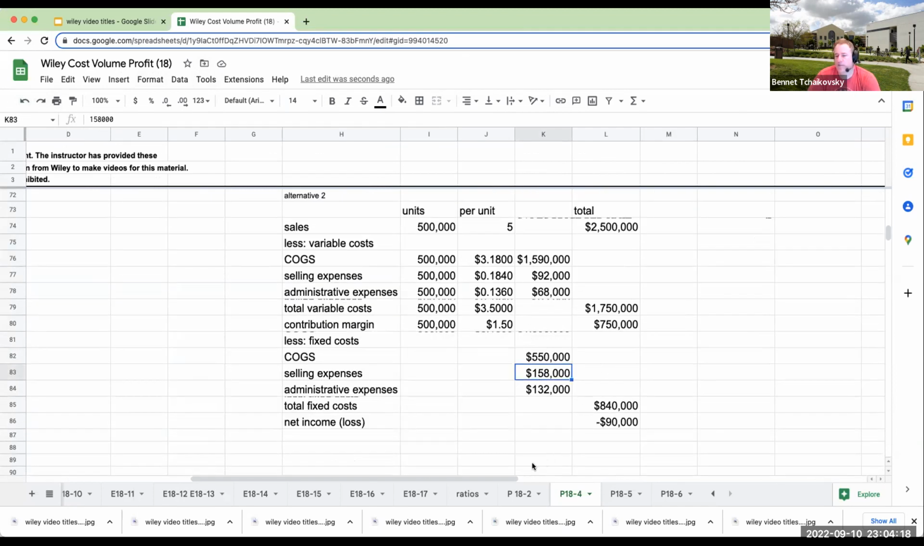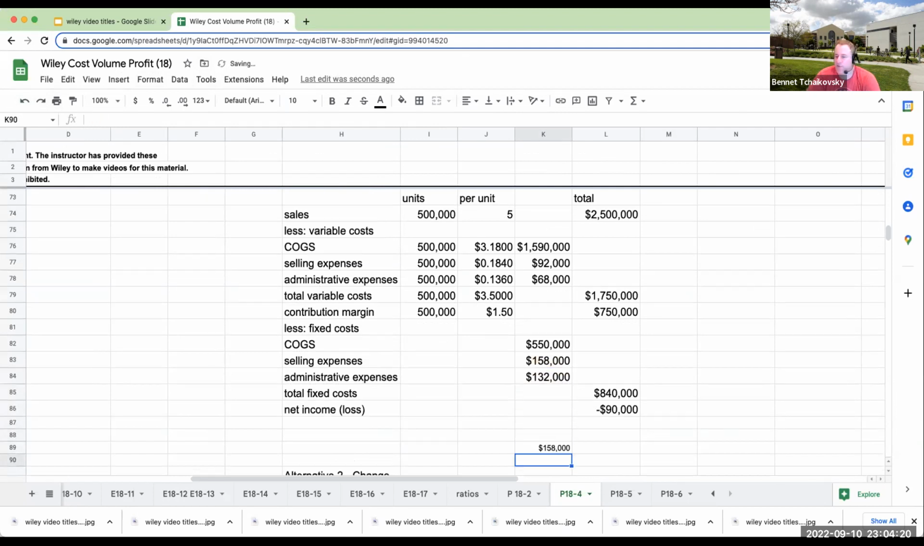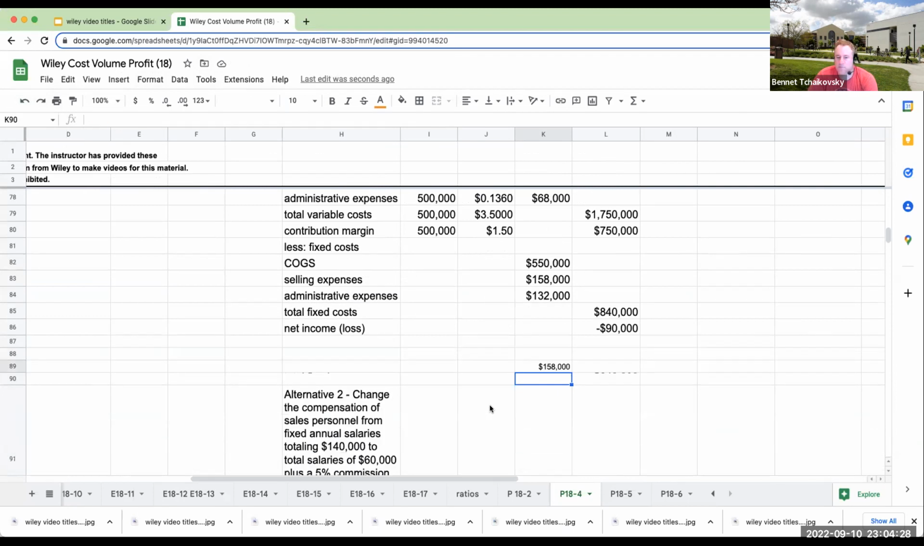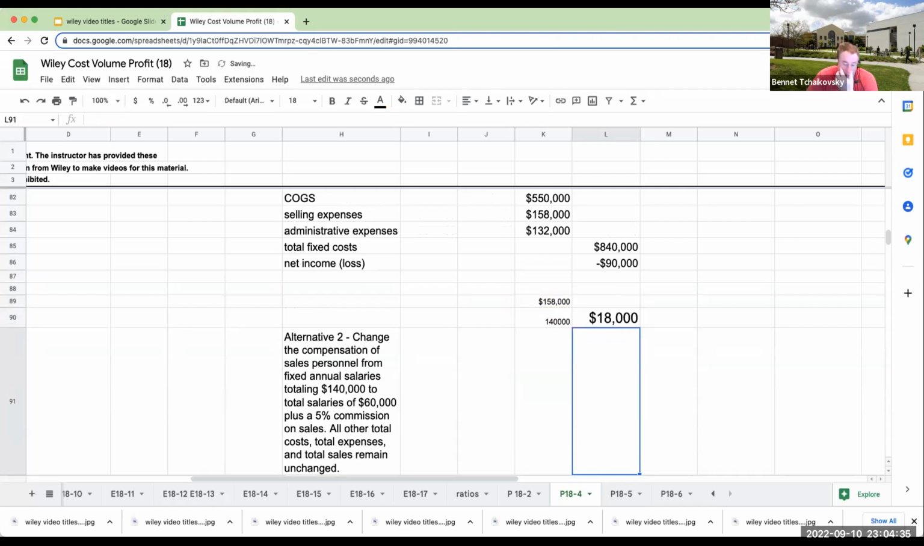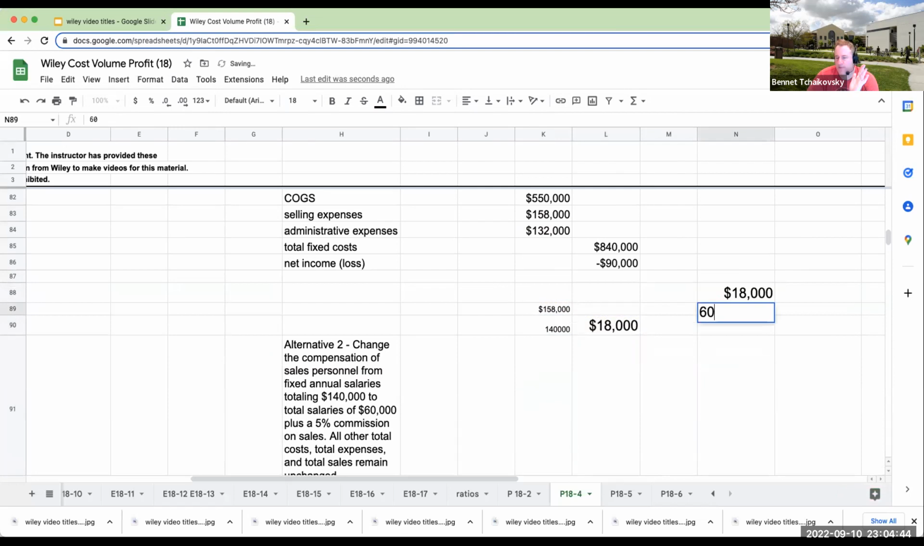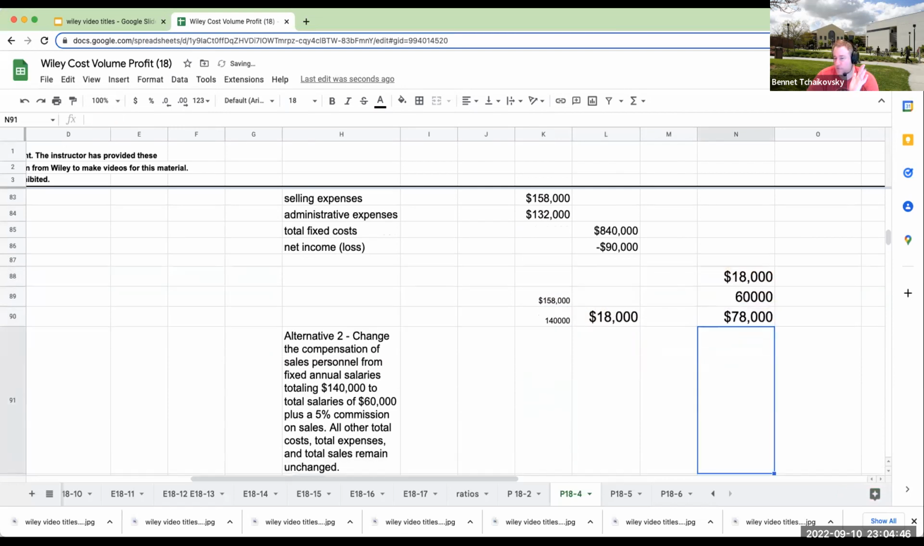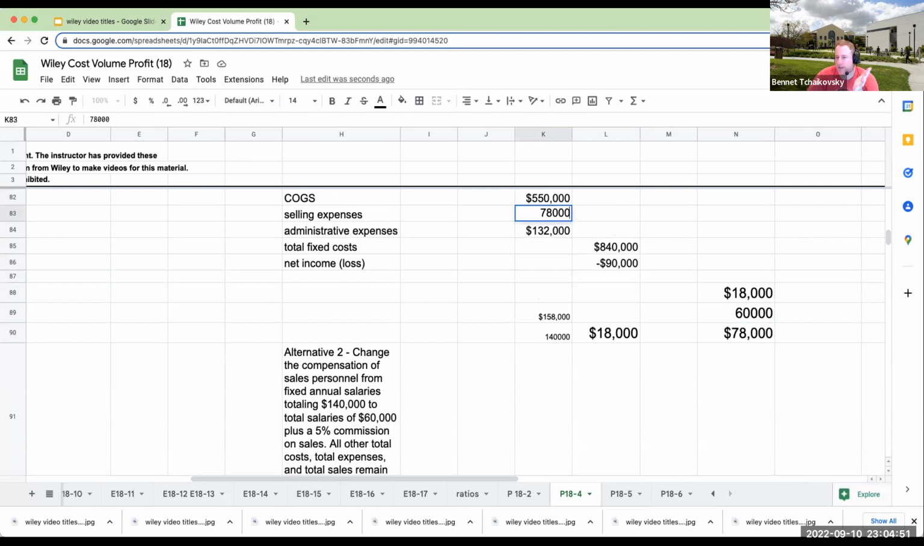Okay, so it tells me that this is 158,000. 140,000 of this is basically his annual sales salary. So that means that 18,000 of it is unrelated. So that means I'm replacing the 140 with 60,000. So this is going to be 18,000 and then 60,000 for a total of 78,000. So my selling expenses are now going to be 78,000.